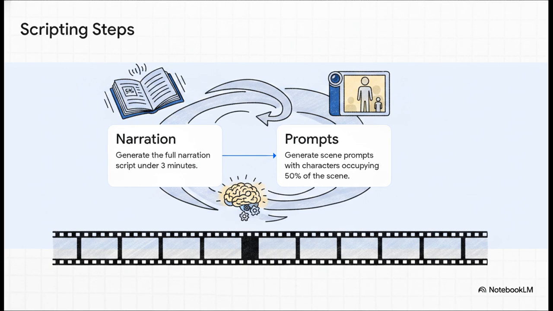So the real trick here is how we structure those outputs. We don't just want the narration text. No, we command ChatGPT to give us perfectly matching text-to-image prompts for every single scene, complete with the narration line and the scene number. And here is the golden rule, you guys. You must explicitly tell ChatGPT that the characters have to occupy 50% of the scene, literally half the frame. If your characters are just tiny specks in the background, the AI video generator is going to completely lose track of them when it starts animating. They absolutely need to be front and center.